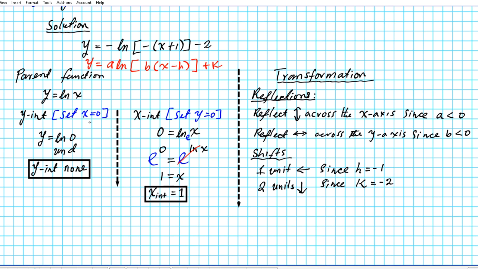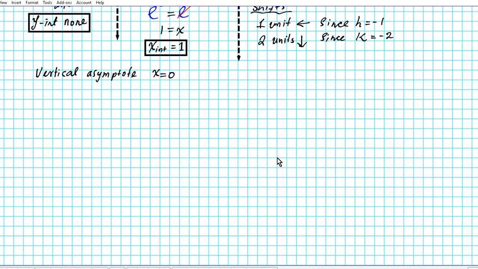parent function. You just have to remember that for all parent log functions, you have a vertical asymptote at the y-axis. That's why the y-intercept is none. So your vertical asymptote for the parent function is x equals 0, namely the y-axis. Okay, so let's go ahead and set up our coordinate system, and then we're going to graph this function right now.